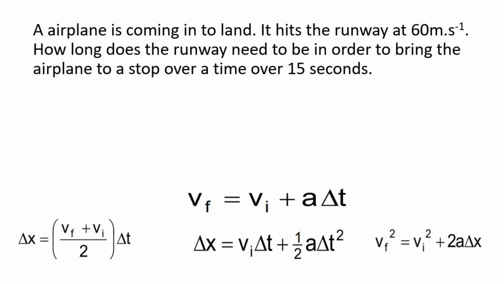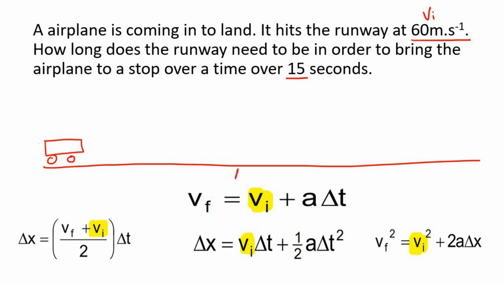Here's our next example. An aeroplane is coming into land. It hits the runway at 60 meters per second. So that's your initial velocity. So let's go highlight initial, initial, initial, and initial velocity. How long does the runway need to be in order to bring the aeroplane to a stop in 15 seconds? So they want to know how long does the runway need to be. So if the aeroplane lands over here, big aeroplane, and then it needs the long runway, and they want to know how long must that distance or that displacement be so that the aeroplane can come to a stop.